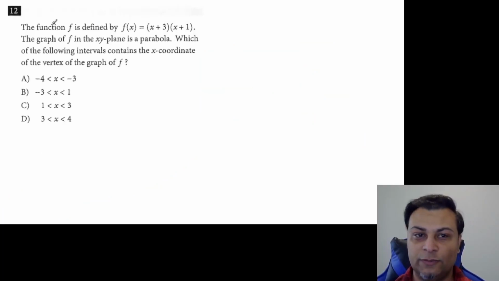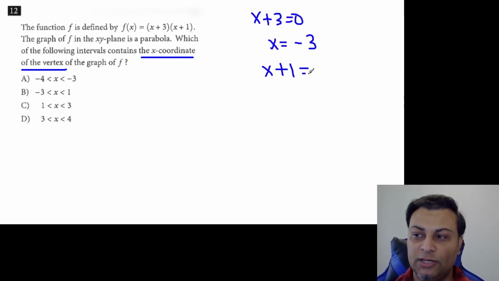Question 12. The function f is defined by all this. It is a parabola. Which of the following intervals contains the x-coordinate of the vertex? Okay, this graph here is given to you in this form. You can find the x-intercepts. You set these to 0, and you would get one of the intercepts. And you set the other one to 0, and you would get the other intercept.